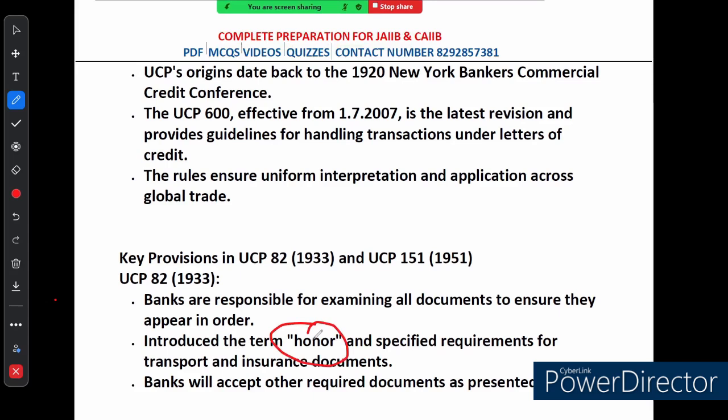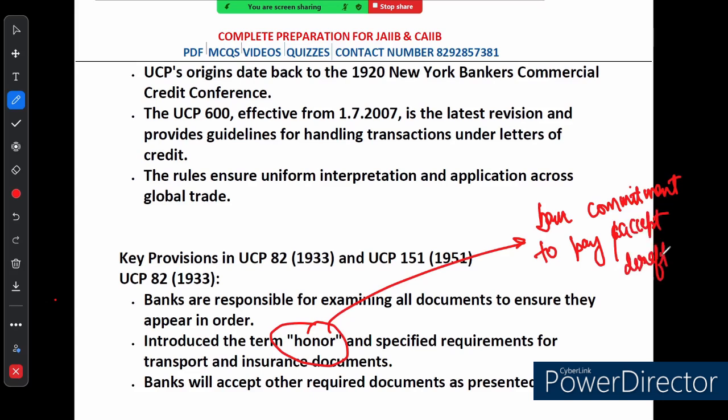So what does honor mean? It means the bank's commitment to pay or accept drafts. Two things can happen: either it can pay or it can accept a draft. That is called honor, as long as the terms of the letter of credit were met.